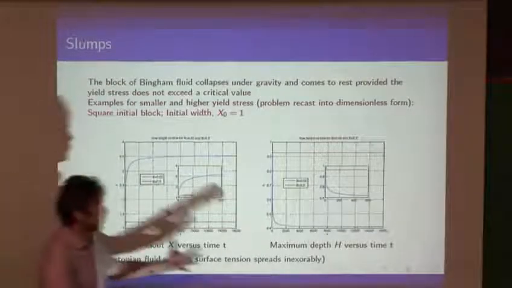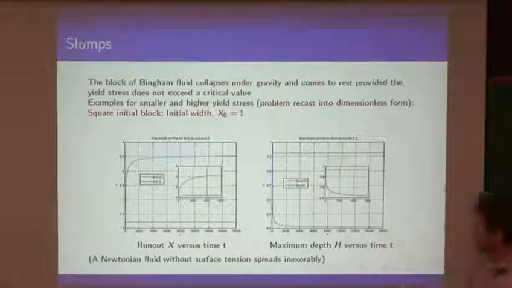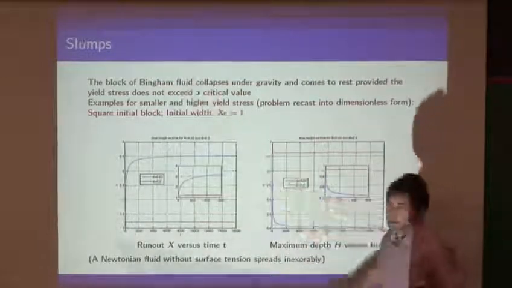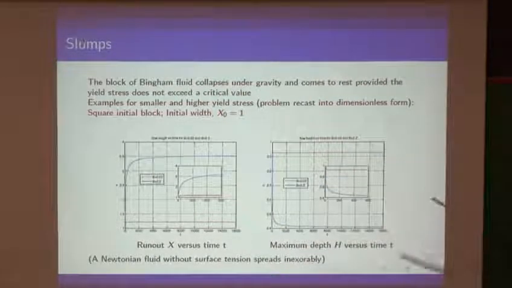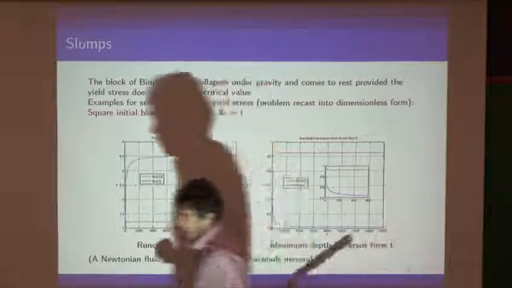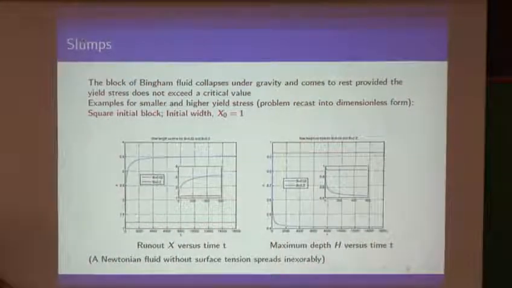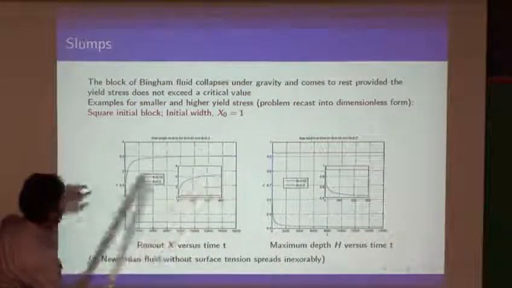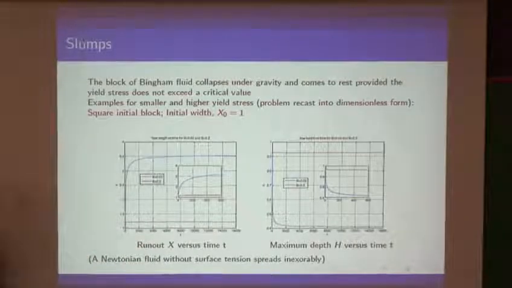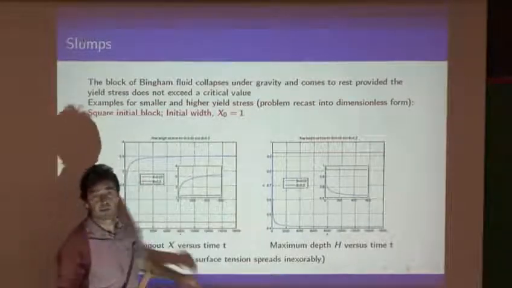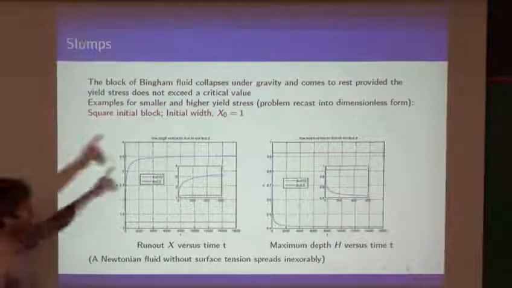So let me just show you some of the results. If I take this block of Bingham fluid, it collapses under gravity, but it only does that provided the yield stress is not too big. Here are some examples of some of the computations, so I'll show you a couple of movies. These graphs are, this is the runout, so that's, I think about the thing collapsing to the right, that's the furthest right of the viscoplastic fluid as a function of time, and this is the maximum depth which occurs at the left edge as a function of time.